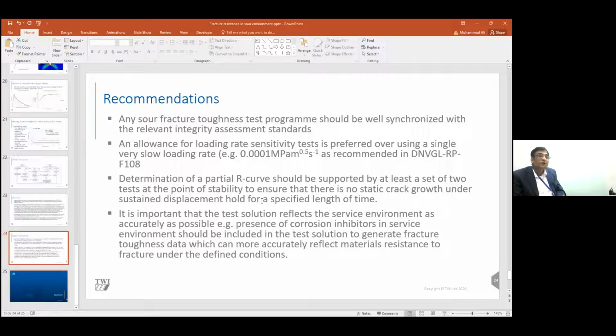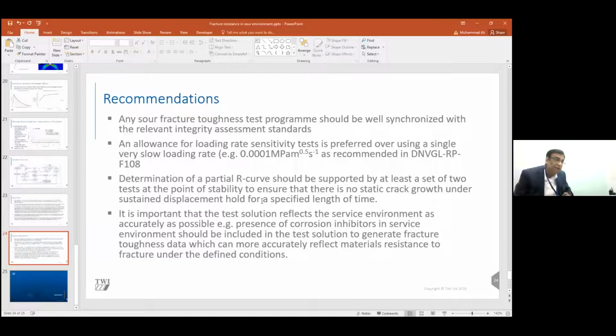It is not necessary to stick to a very, very slow loading rate given in some of the standards. The loading rate could be faster depending on the severity of the environment and other service conditions we experience. Determination of partial R curve should be supported by at least a set of 2 tests at the point of stability to ensure that there is no static crack growth under sustained displacement hold or for a specified length of time. And finally, it is important to note that the test solution reflects the service environment as accurately as possible.